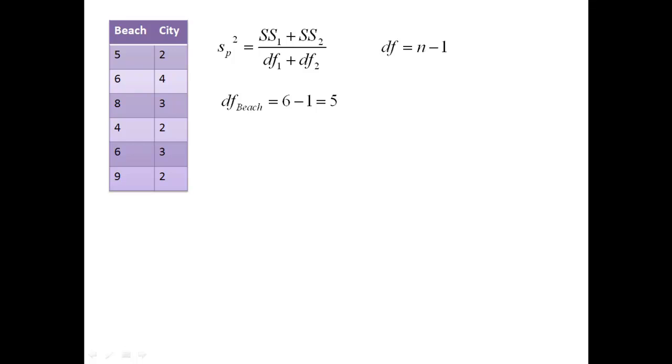So n for our sample is 6. You can count that we have 6 scores for beach, and you're going to subtract 1, and so that means the degrees of freedom for the beach is 5, and the degrees of freedom for the city is the exact same thing. So now we know our sum of squares and our degrees of freedom, and we can calculate the pooled variance. So the pooled variance is very straightforward. It's just 17.33 plus 3.34 over 5 plus 5, which equals 2.07.